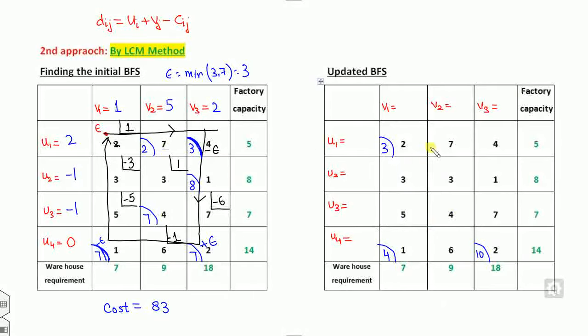That is 2. Here is my 8, previous value. Here is my 7. Okay, now 6 values are there. You can check whether they are true or wrong. 5, 8, 7, 14, 7, 9, 18.